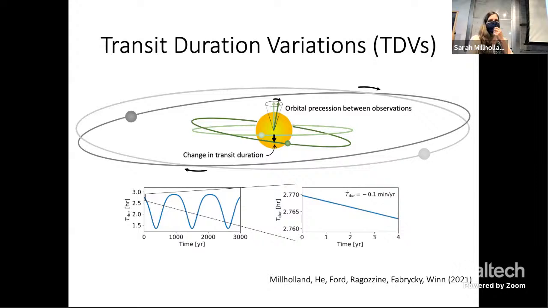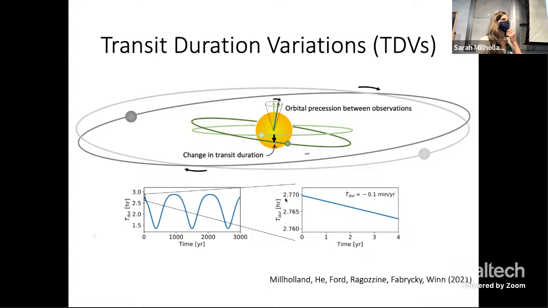TDVs can arise when the transiting planet's transit chord is drifting across the stellar surface due to orbital precession induced by perturbing planets, which may be non-transiting, as depicted here. So for a transiting planet, this orbital precession will lead to long-term changes in the transit duration that manifest as an oscillation over thousands of years. But for a four-year baseline, such as what is observed for the Kepler mission, this will manifest just as a simple linear trend.